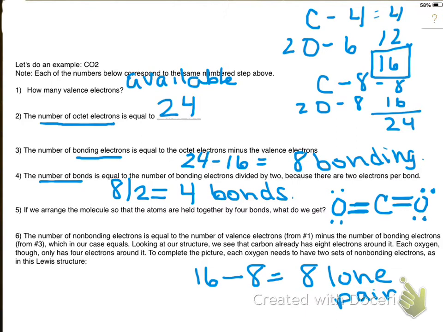Now if you look at oxygen, if you count up how many electrons are around oxygen, we've got 2, 4, 6, 8. If you look at how many electrons are around carbon, 2, 4, 6, 8, because each line represents 2 electrons. How many electrons around this oxygen? 2, 4, 6, 8. So everything has a full octet of electrons and everything is stable.